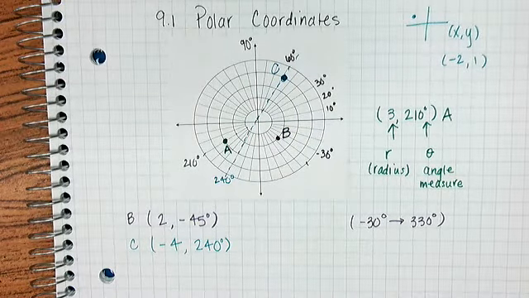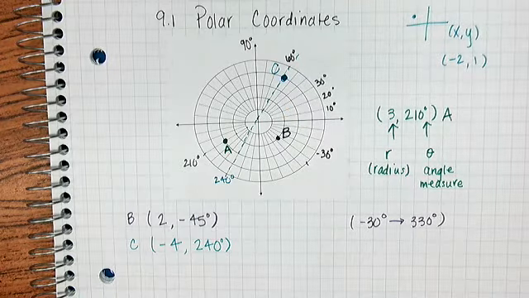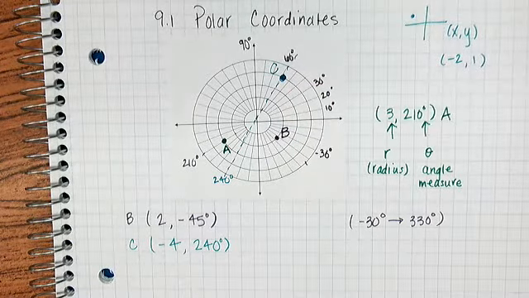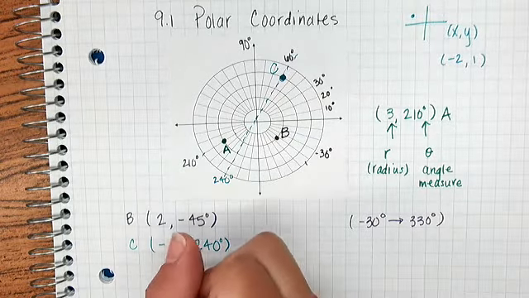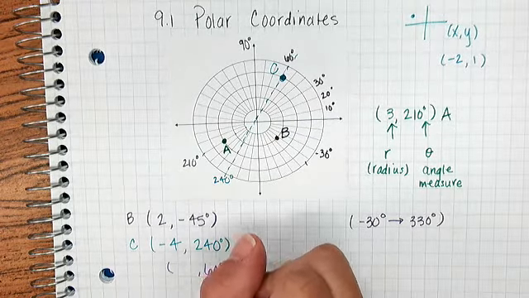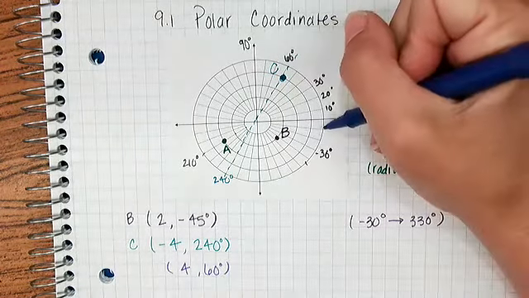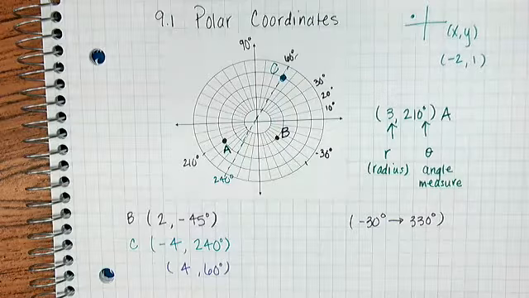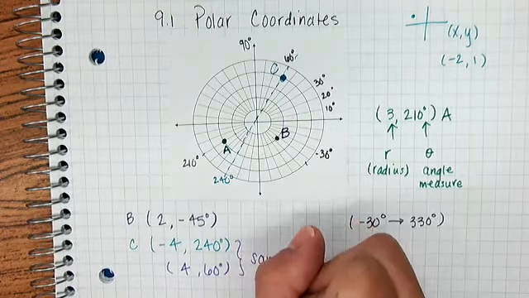Well, this leads to an interesting concept because point C, I can get to point C several different ways. If you look, I have that labeled as 60. Well, isn't that the same thing as positive 60, positive 4? If I find 60 degrees and I move 4 in the same direction, these are the exact same point. That doesn't happen on the Cartesian system.